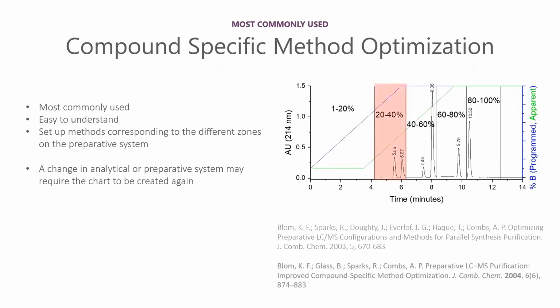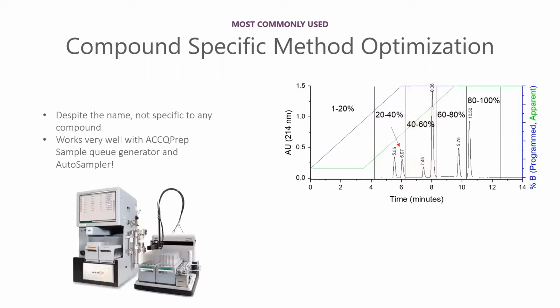Each zone defines a different gradient method. Despite this name, this method isn't specific to any compound. This peak or this peak would elute early in the focus gradient and may not be well resolved from impurities, while this peak would elute late in the gradient.